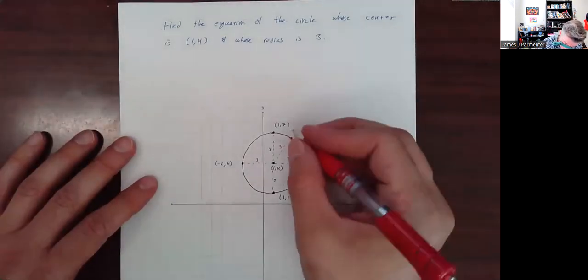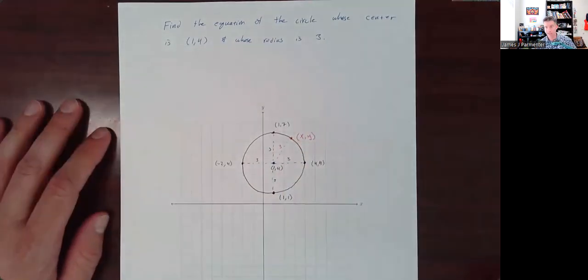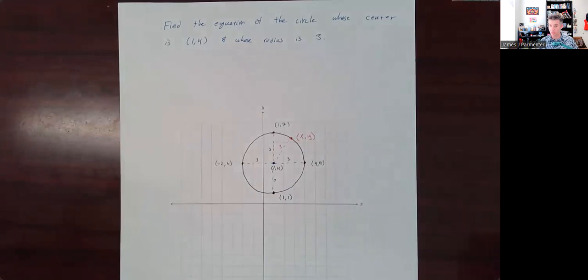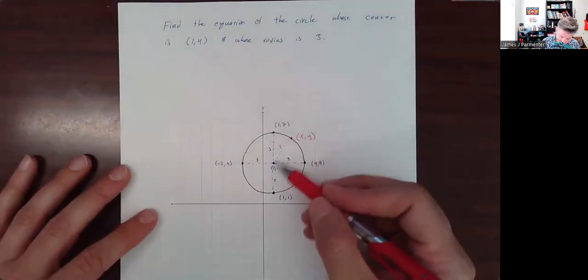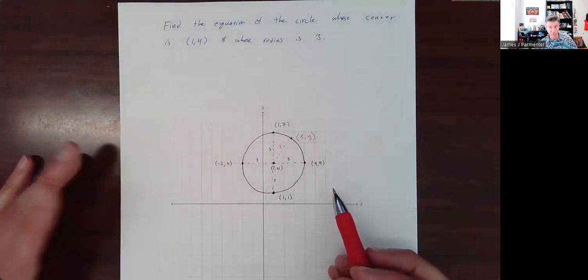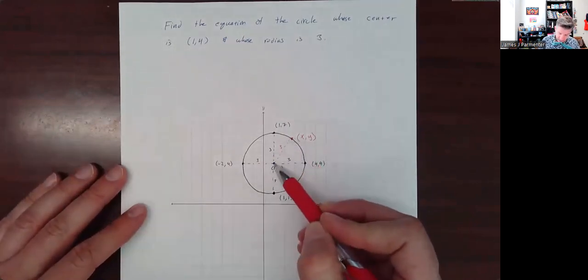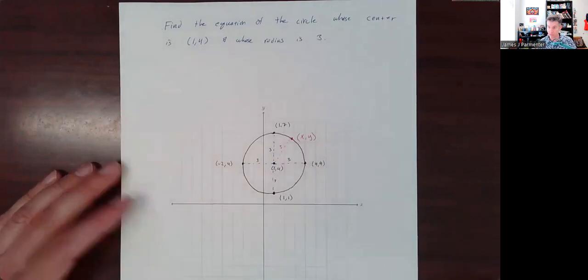So what we're going to do is call this point here x comma y. It's representing a general point on the circle. So just like x comma y represents a point on the line, and you can find the equation for the line, x comma y can represent the point on the circle. And so what we're going to say is, based on what we've just said, the distance between this point and the center has to be 3.